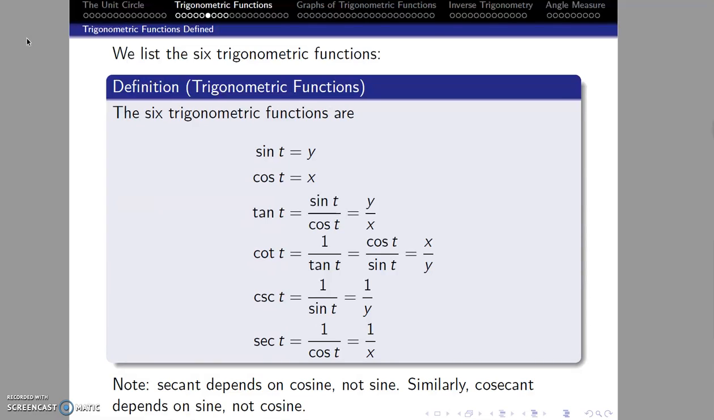Now, the reciprocal functions, or the cofunctions as they might sometimes be referred to: cotangent is the reciprocal of tangent. So sine over cosine becomes cosine over sine, x over y. Cosecant's 1 over sine, so y becomes 1 over y. And secant is now 1 over cosine, it is 1 over x. That's fairly straightforward, fairly easy to work with.